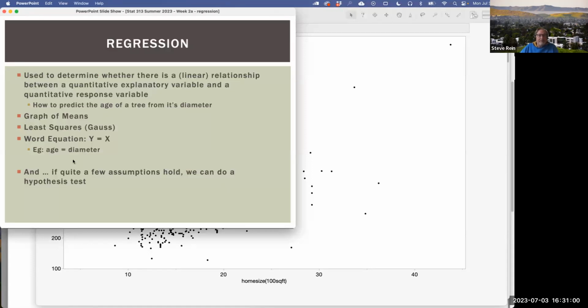I don't know why age equals diameter. I forget the example there, but oh yeah, the age of a tree should depend on the diameter of the tree at breast height. That's not a data set that we have, but if you're in forestry, you've done some work in that area and you measure the height of the tree about this tall up when you're standing.